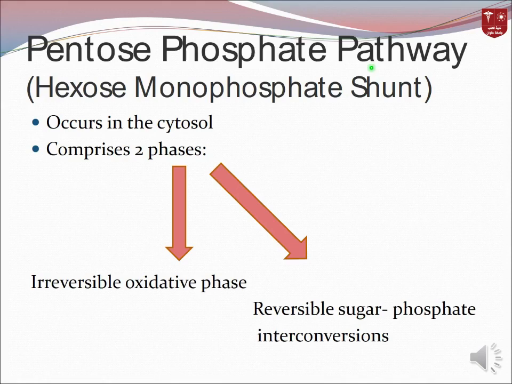Okay, first of all we have to say that this pathway takes place in the cytosol of most of the cells, and it comprises, or is formed from, two phases. In the first phase, there is an irreversible oxidative reaction which takes place. This first phase is called the irreversible oxidative phase. In this phase, some oxidative reactions take place. There is oxidation of glucose with production of NADPH. In the second phase of the pathway, there are some reversible sugar phosphate interconversions, sugar phosphate reactions with no generation of energy as well. This phase of the cycle produces ribose 5 phosphate molecules.